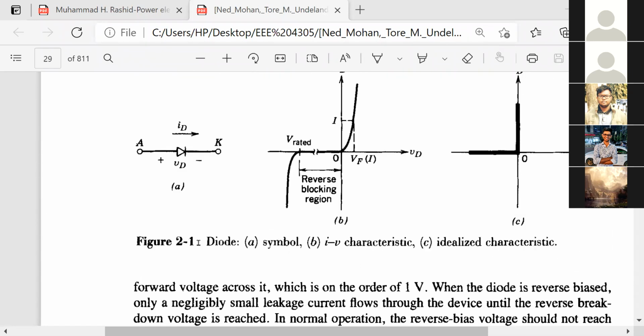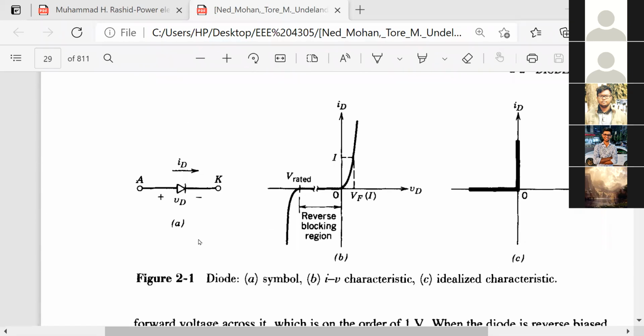So okay, diode. Do I need to discuss this diode's characteristics? Who taught this? Yes, sir, this is pretty clear, sir.